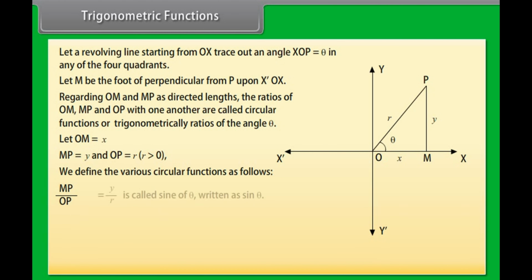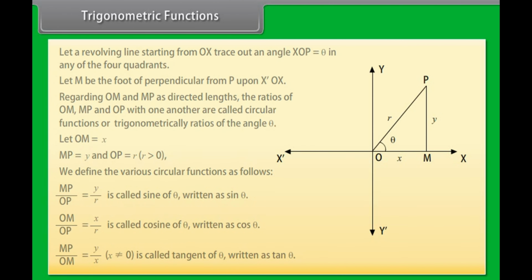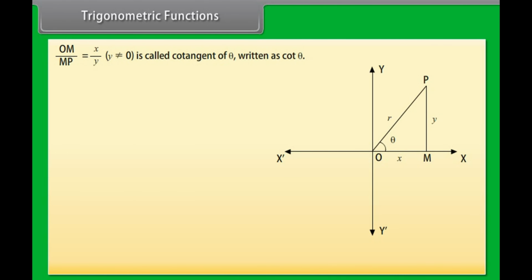MP by OP is equal to y by r is called sine of theta, written as sin theta. OM by OP is equal to x by r is called cosine of theta, written as cos theta. MP by OM is equal to y by x, x not equal to 0, is called tangent of theta, written as tan theta. OM by MP is equal to x by y, y not equal to 0, is called cotangent of theta, written as cot theta.